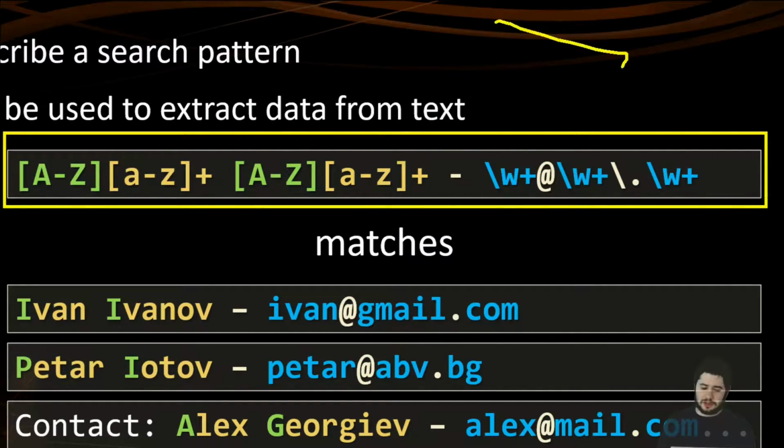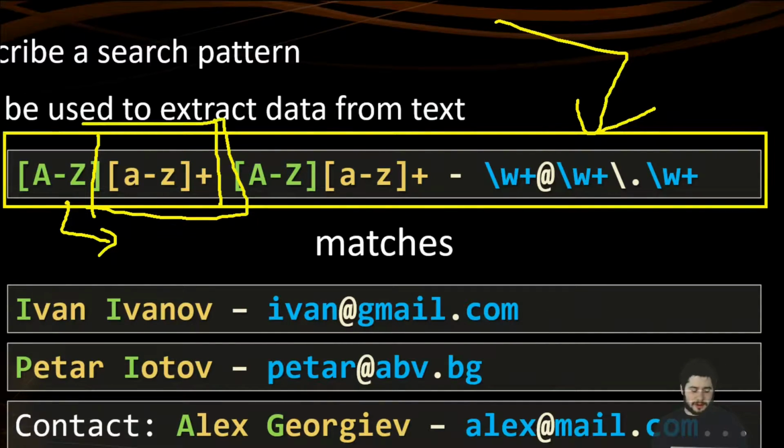But this actually defines a specification for some pattern. In this case, what it does is say, I want to match a string starting with an uppercase character and having letters afterwards. For example, a string like that can be Preslav, like this.